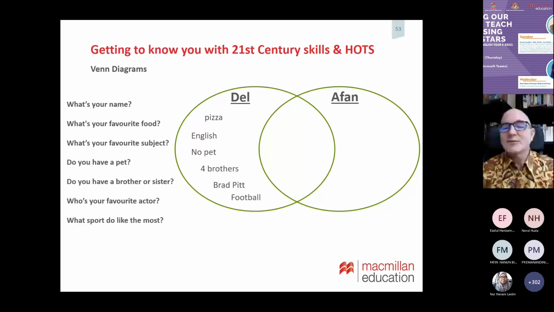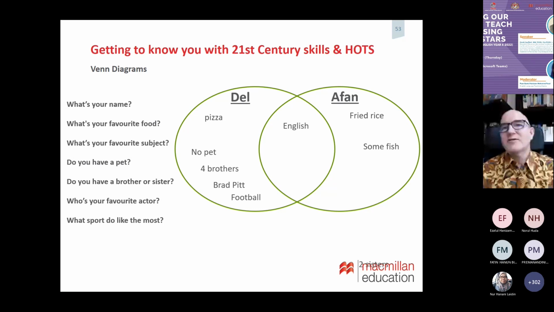I asked him what his favorite food was. He said fried rice. Very nice. I asked him his favorite subject. He told me it was English. Same as me. So we move this one across. I asked him if he has a pet. He said some fish. So that doesn't match.